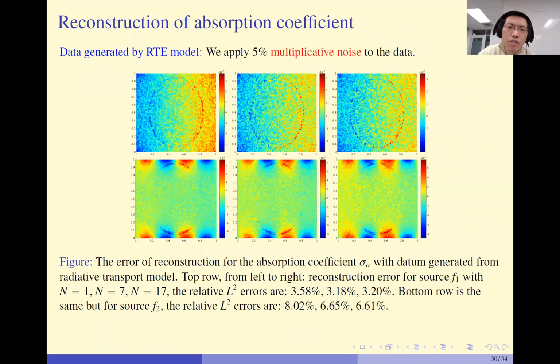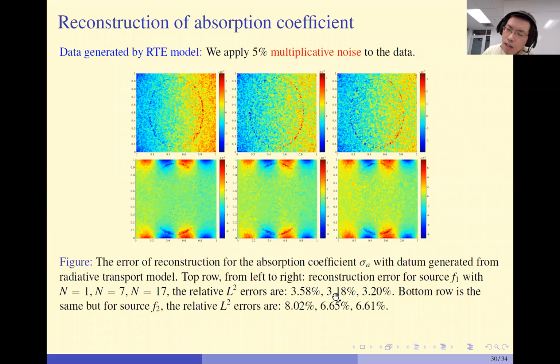Okay, so for the reconstruction of the absorption coefficient, here we add 5% multiplicative noise to the data, and here is just the reconstruction error from this model. And you can see the larger errors are concentrated on the boundary, right? In the interior, the error is relatively small, and near the boundary, the error is relatively large.